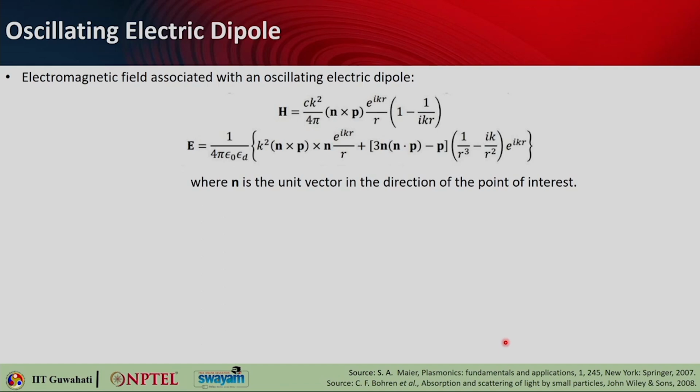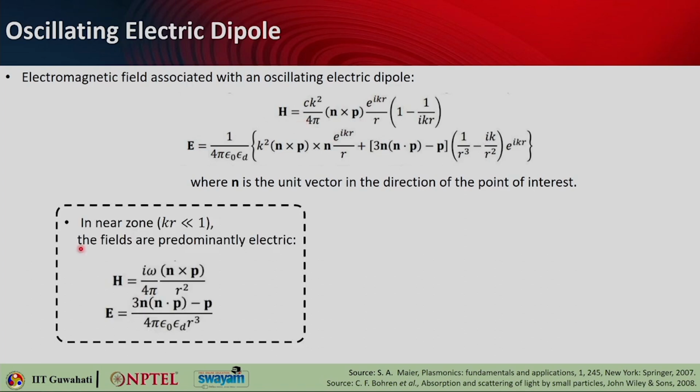Now, coming back to the point that oscillating dipoles radiate. You can actually find out the electromagnetic field which is associated with an oscillating electric dipole. Okay. So, this is the exact calculation, this is not within the quasi-static approximation, this is an exact theory. You can see that this is the expression for H. What is n? n is the unit vector in the direction of the point of interest, and p is the dipole moment of that particular dipole. So, these two give you the expressions for E and H.